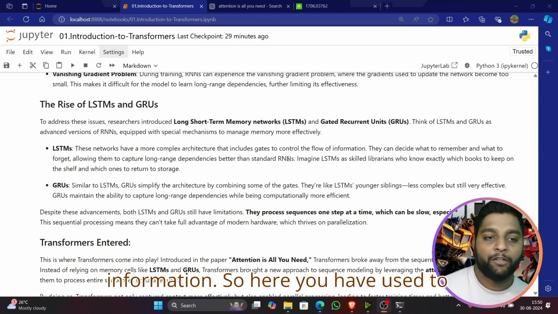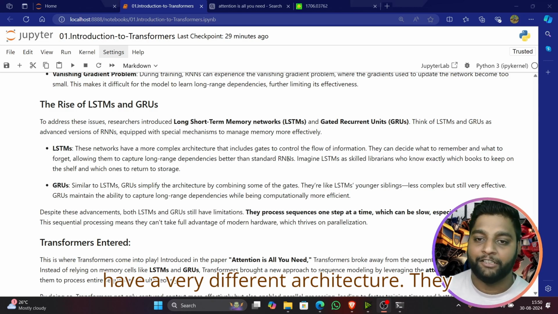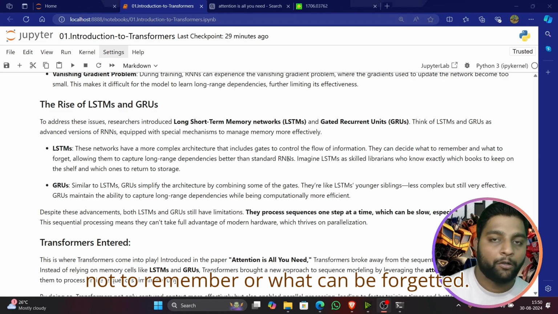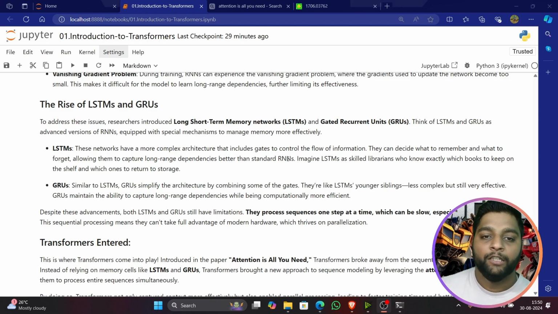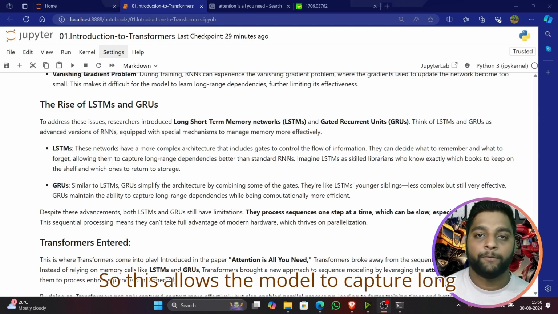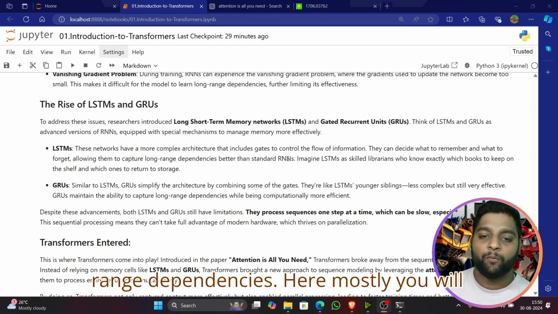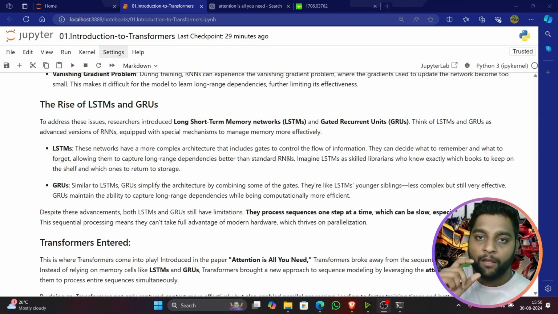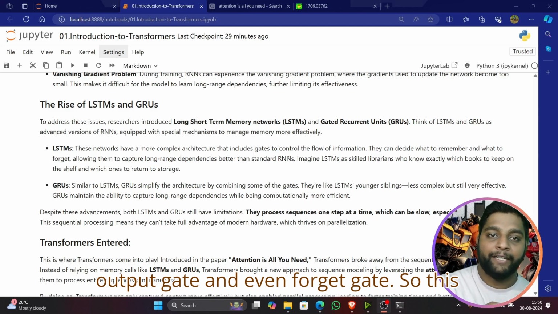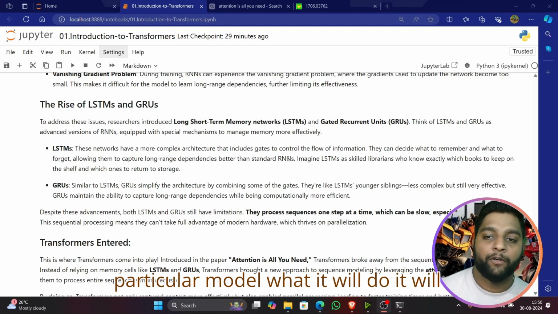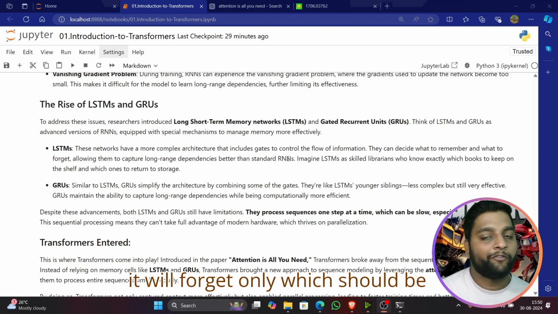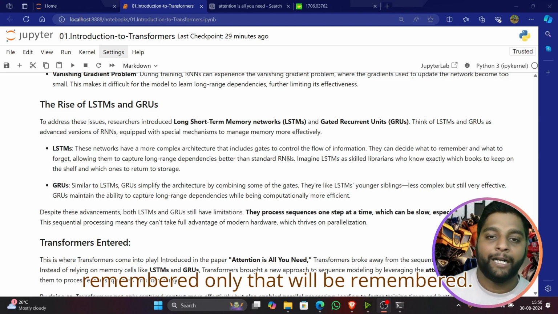So here they have a very different architecture. They can decide what to remember and what not to remember, or what can be forgotten. This allows the model to capture long range dependencies. Here mostly you will have three gates: one is the input gate, the output gate, and the forget gate. So this model will decide whatever needs to be forgotten, it will forget. Only what should be remembered will be remembered.